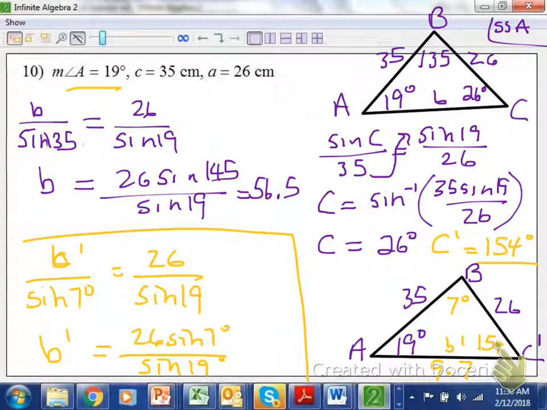Okay, the three pieces of information that we found up here were C, B, and little c, and then we found these three pieces of information down here. So that's how you would label that. All right, so that's just another quick review of side-side-angle, or the ambiguous case of the law of sines.